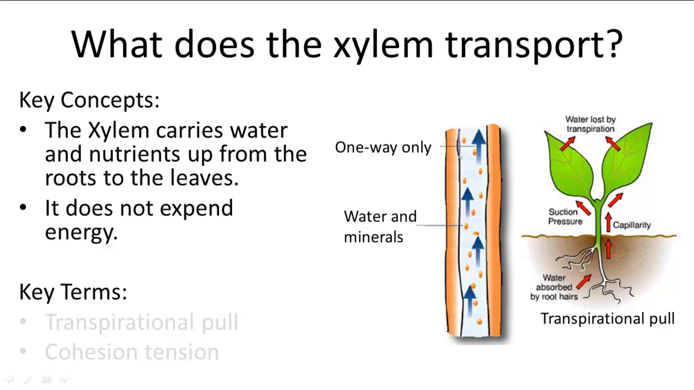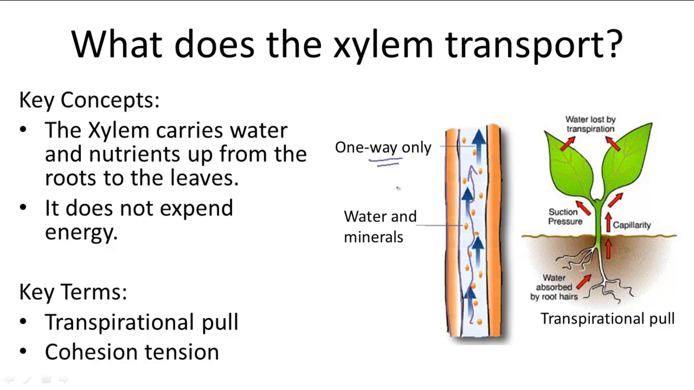So this is the channel, and this channel wall is made out of dead cells. So the water is just flowing through this channel, and it's a one-way only pathway. This is really important to remember: it doesn't expend energy. Instead, the water is pulled up through transpirational pull and cohesion tension.